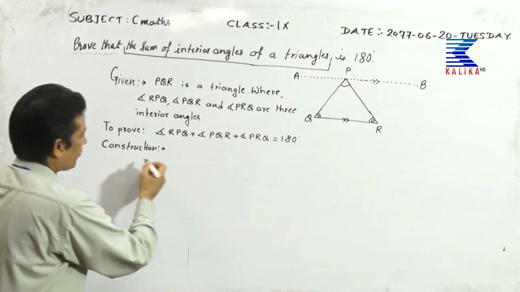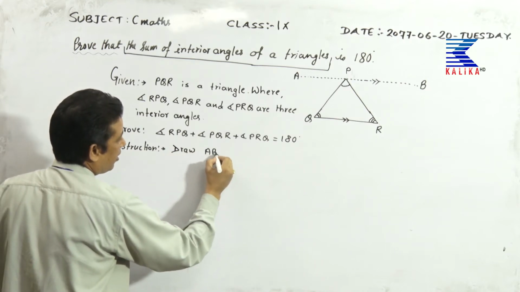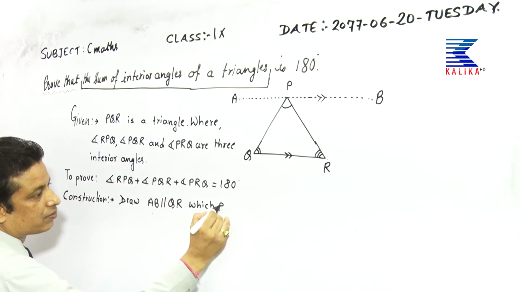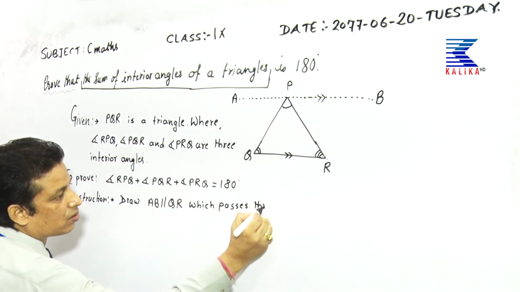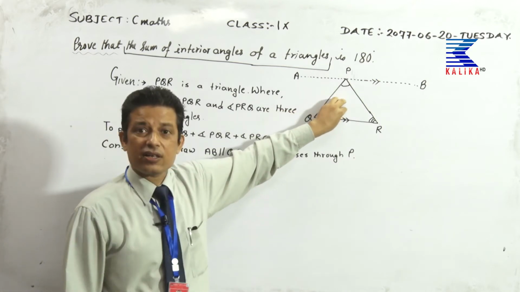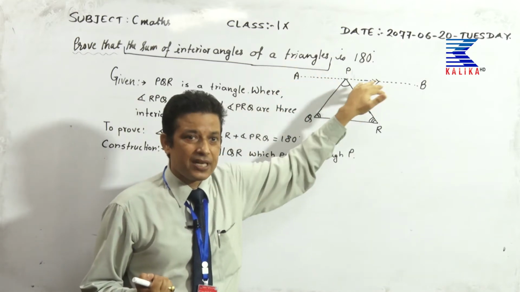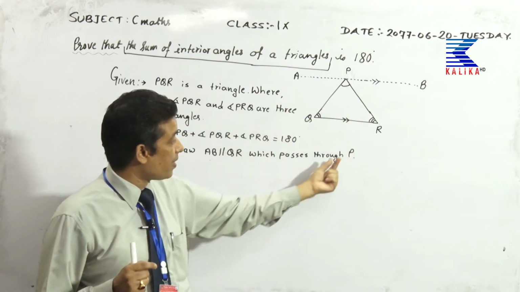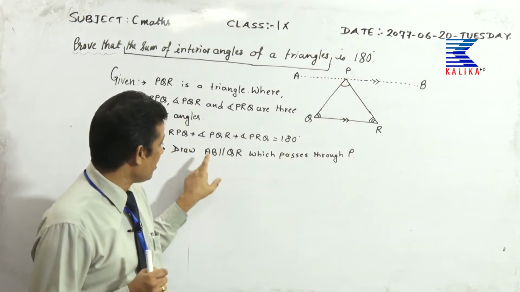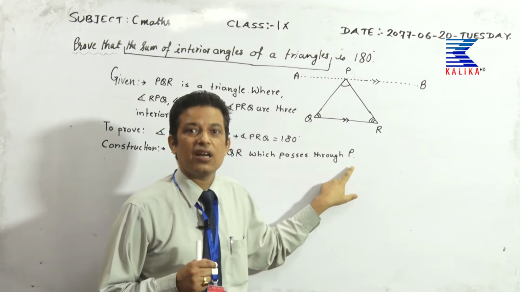So, I make a plan to construct a parallel line. Now, I am writing, I draw AB line parallel to base QR, which passes through point P. So, what construction we made, dear student? We drew one parallel line, that AB. AB is parallel to QR, and you should mention that it should pass through P. So, I mentioned here clearly, I draw AB line parallel to QR, which passes through the point P.